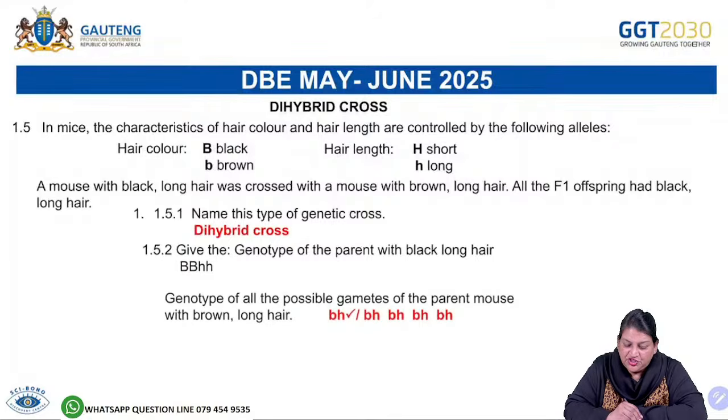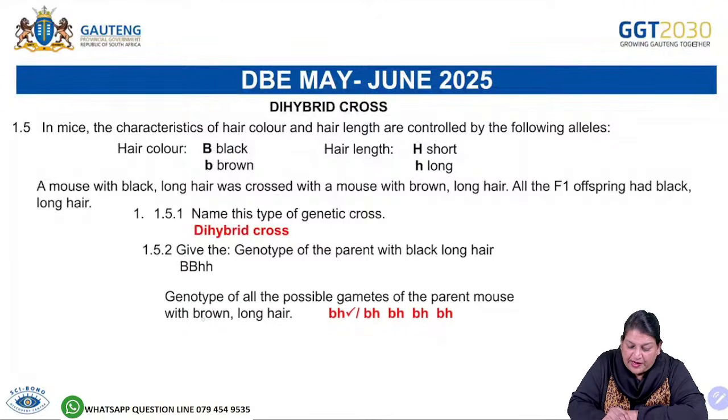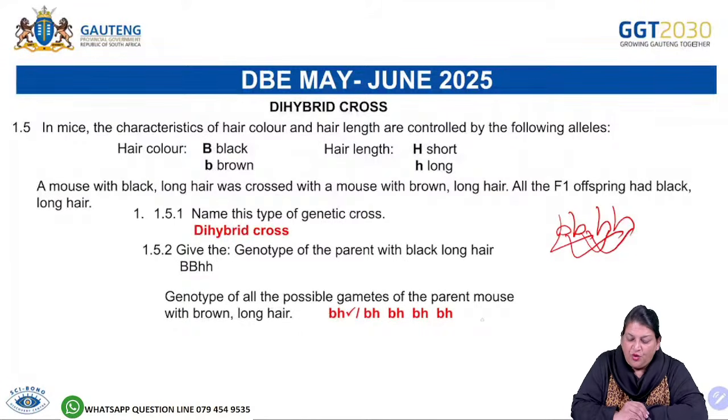Okay, and the genotype of all the possible gametes, that means of brown long hair, if you have brown and long hair, it's going to only be small b, small h, right? And therefore the gametes are going to be like that. Okay, and you can see all the gametes there are going to be one allele from each gene: small b small h, small b small h, small b small h, like that. That's the possible gametes.